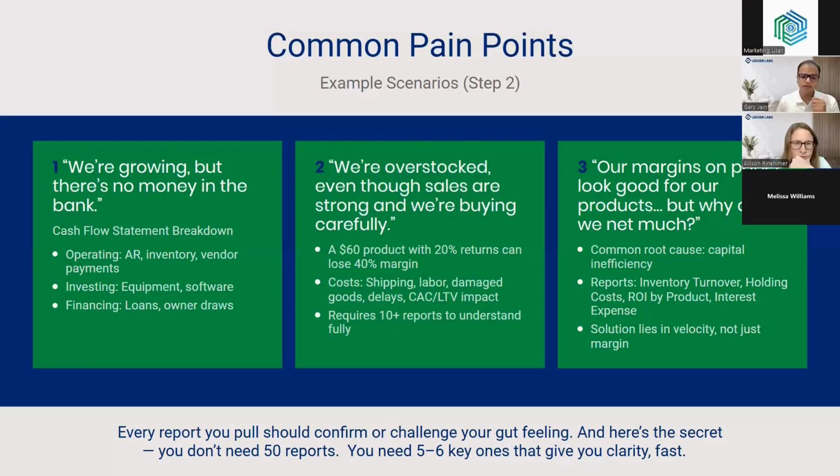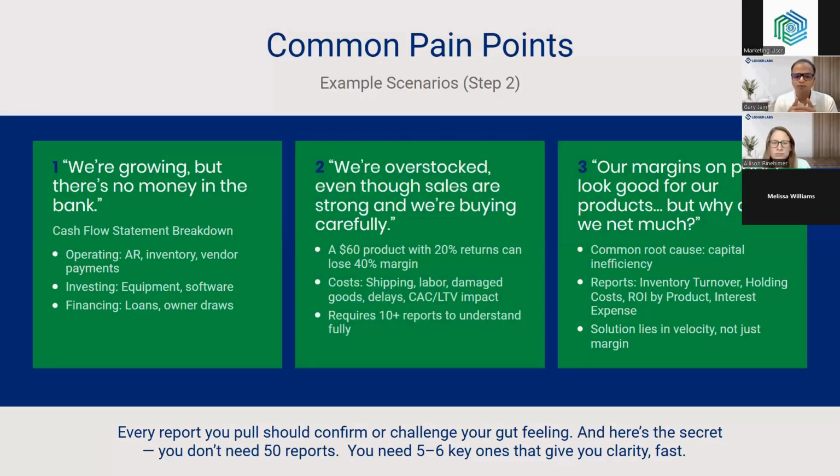Third example: margins on paper look strong, but you're not really making a profit. That one's sneaky. Your margins look great, but there are many possible reasons. I would touch on some unusual ones, such as capital inefficiency. Start with the inventory turnover ratio. If your product sits too long and you're not turning fast enough on your investment, then review your inventory holding costs like warehousing, insurance, and shrinkage.